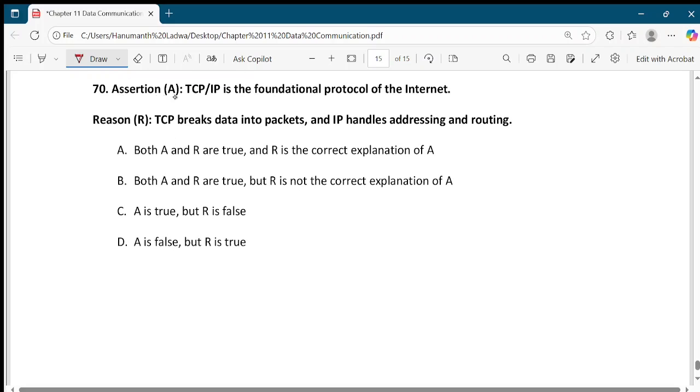Question number 70. Assertion A. TCP/IP, that is Transmission Control Protocol and Internet Protocol, is the foundational protocol of the Internet. Yes, this statement is true. Reason R: TCP breaks the data into packets and IP handles addressing and routing. Yes, this is also true. Here, option A, both A and R are true, and R is the correct explanation of A is the right answer.